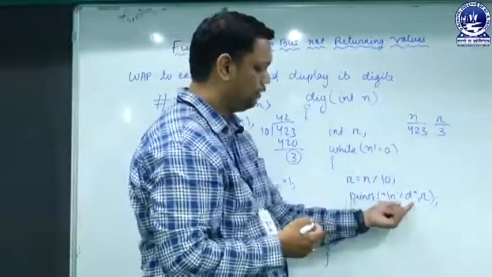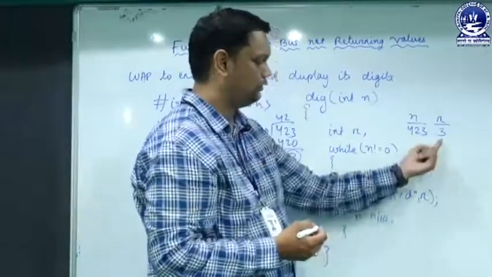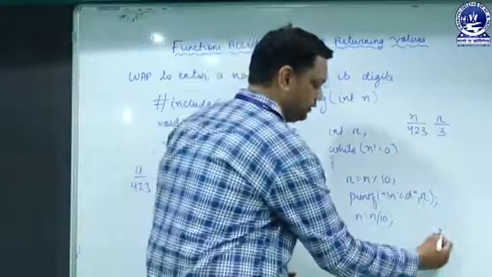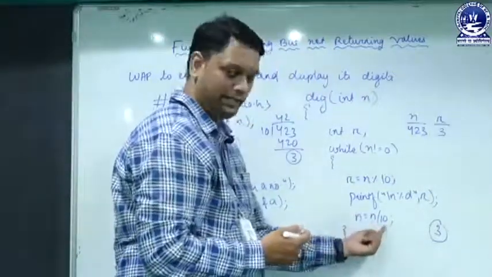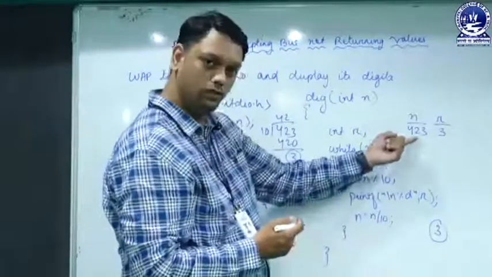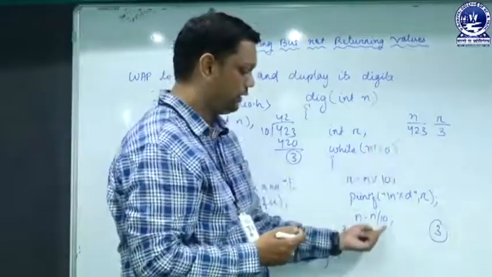Now it will print the value of r. So what is the value of r over here? That is 3. So it will print 3. Now it will come over here, n by 10. So what is the value of n over here? 423. 423 will be divided by 10.